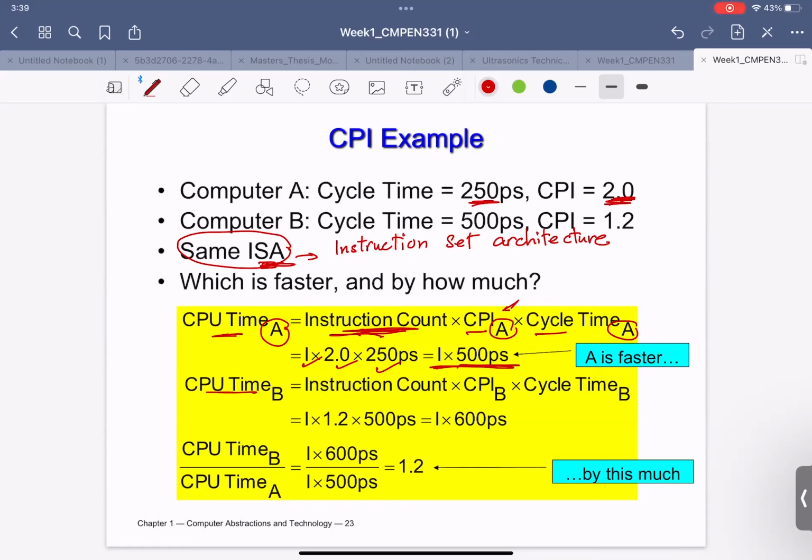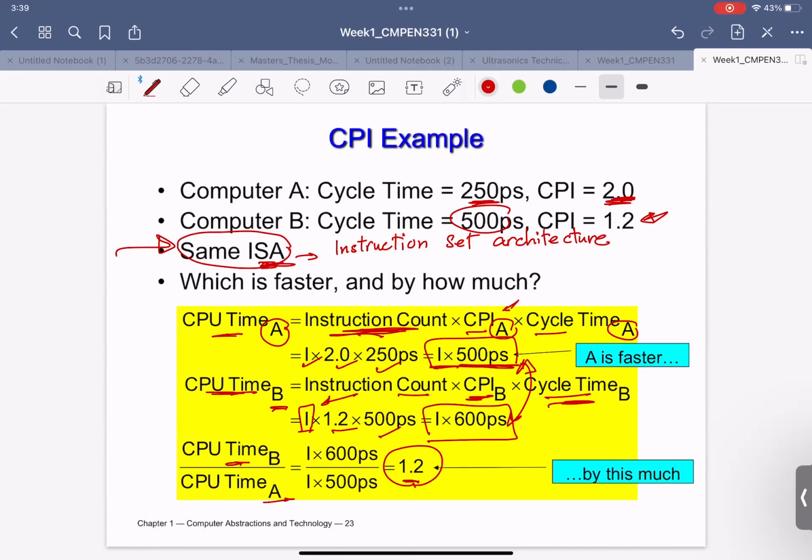Let's apply the same thing for CPU time B. Instruction count, CPI B multiplied by this. Instruction count, we don't know, but we know that it is I since they both have the same instruction set architecture. CPI for B is what? CPI for B is 1.2. How about the cycle time? 500. All of this gives you this. Then you can just divide this by that. It will give you that the CPU time of B is actually 1.2 multiplied by the CPU time of A. So which one is better?